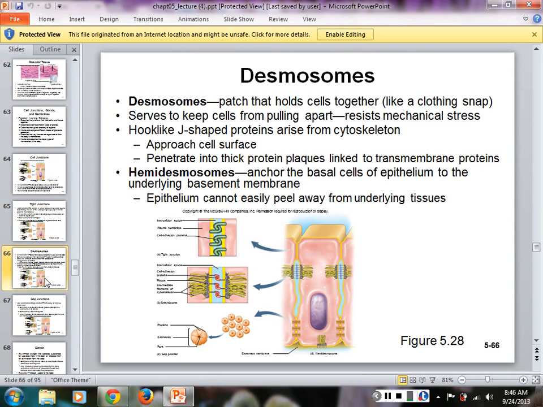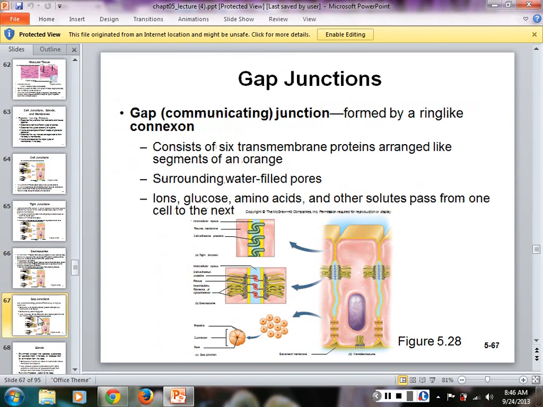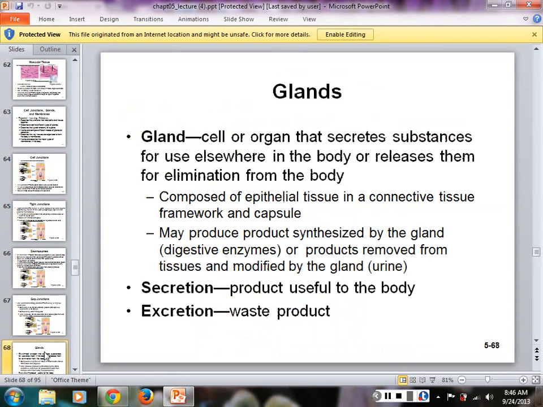Like a clothing snap. Serves to keep the cells from what? Pulling apart. Serves to keep your skin cells from pulling apart, okay? Gap junction, that one is found in the heart. Okay. Two types of glands, exocrine and what? Endocrine. I think that's on your study guide. Yep, number 15. Know how endocrine and exocrine glands what? Differ. Okay. So we're about to talk about those.